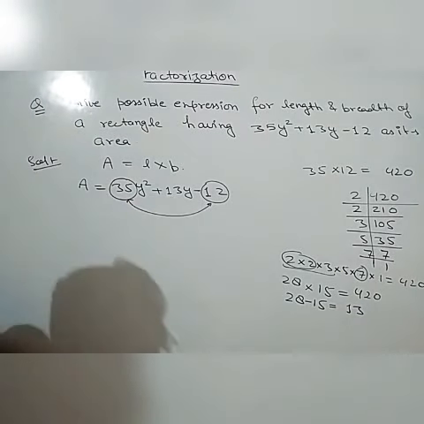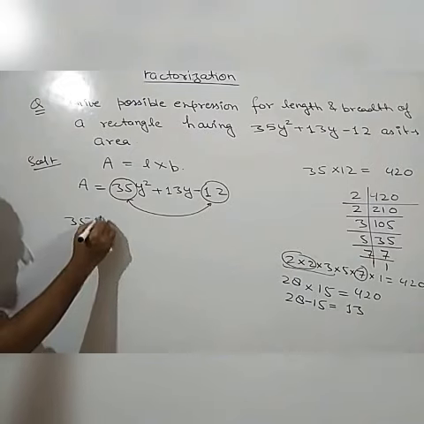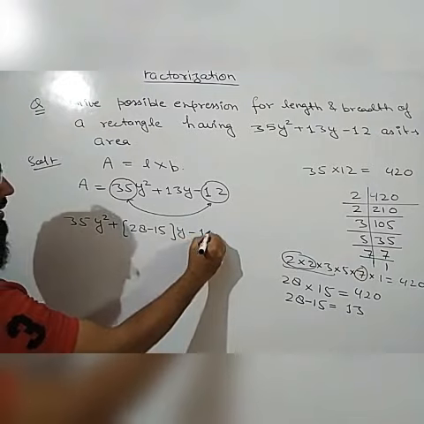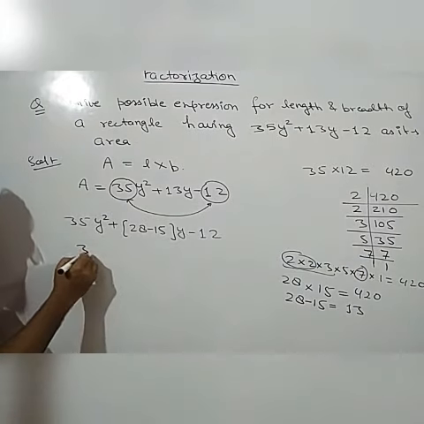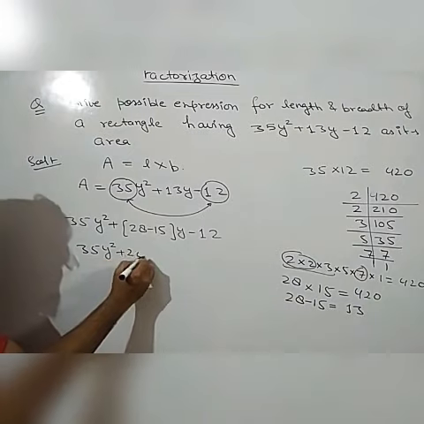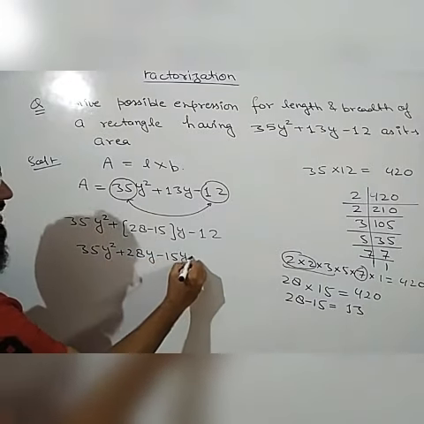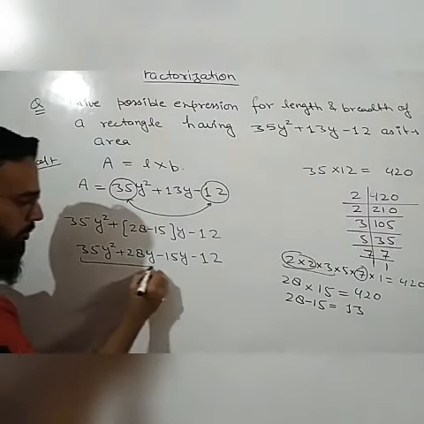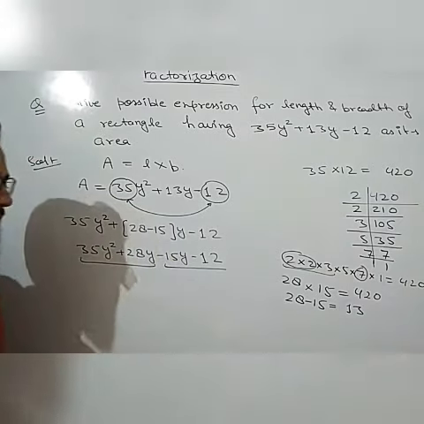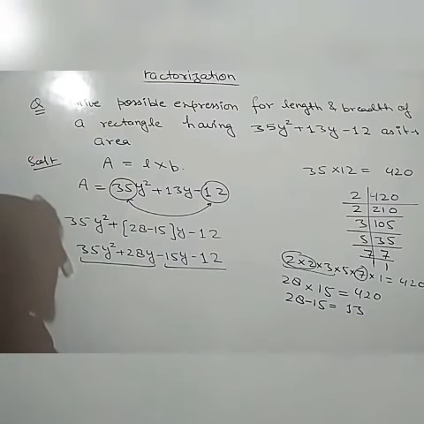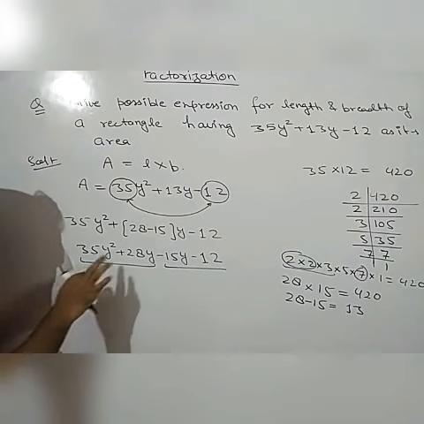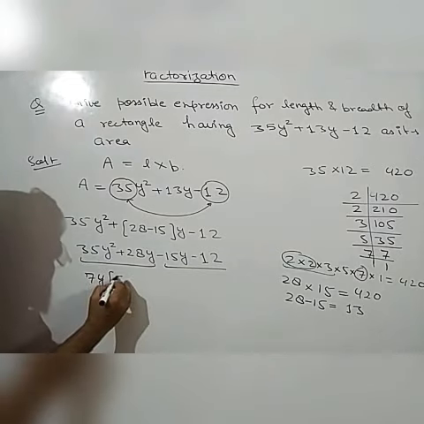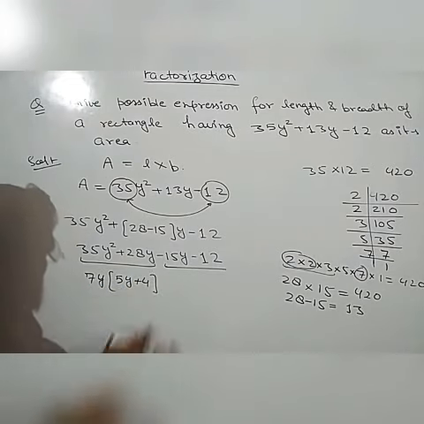So at the place of 13, what can we put? We can put it as 35y square plus 28 minus 15 y minus 12. Now multiplying this y inside, we will get 35y square plus 28y minus 15y minus 12. Now grouping the terms, we make a group of these two terms and a group of these two terms. From these two terms, what can be common? Y is common. Another number, 7 may be common. So if we take 7y as common, we will get 5y plus 4.